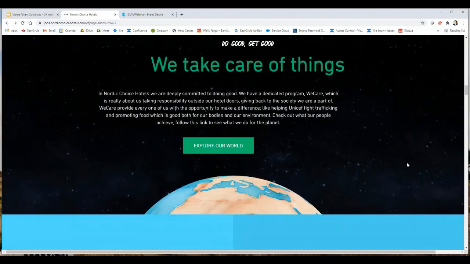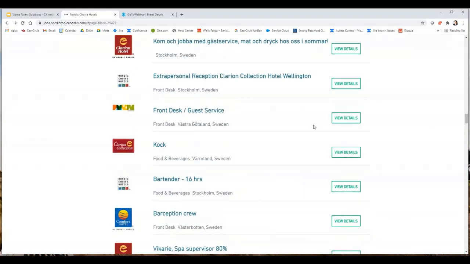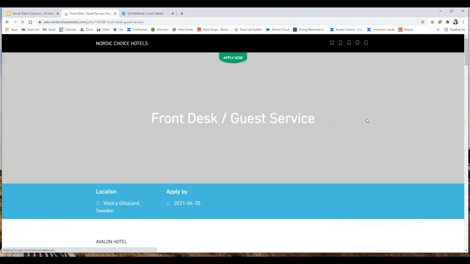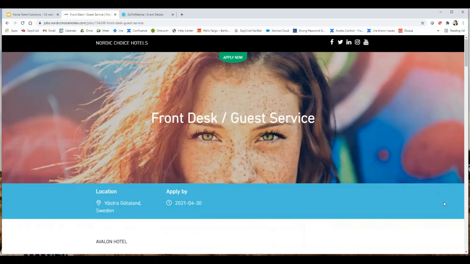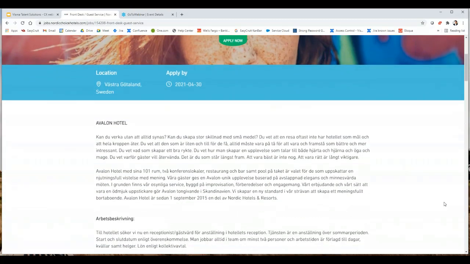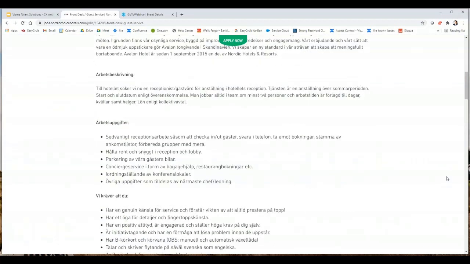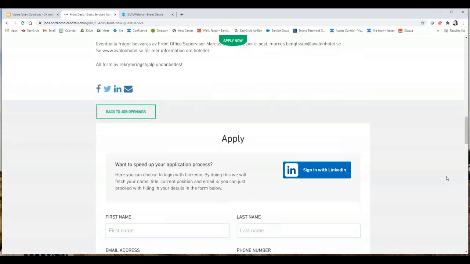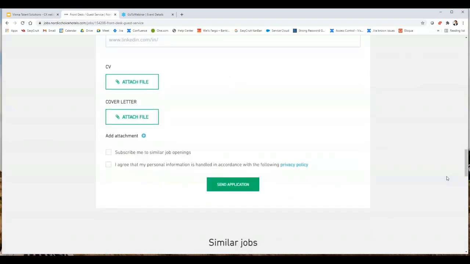Correct. So if you close this one, Lex, let's go to a vacancy. If you click on front desk guest service, for example, here we have a really good vacancy. It's clear where the job is located, Västra Götaland, Sweden. When is the application deadline? We have a short introduction about the hotel. We have clear headings about the job, what experience you should have, what we offer, and then at the bottom of the vacancy, we have a really simple way to apply. You have the application form directly in the vacancy.